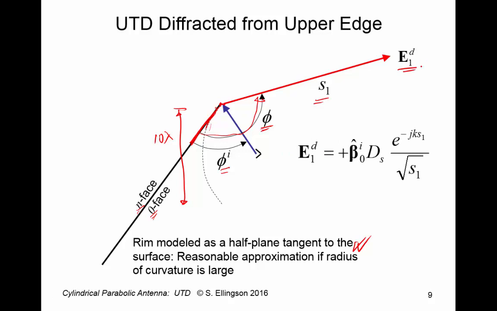The field diffracted from the upper edge, we can write this way. It's plus b_0^i, this unit vector that we used in the ray-fixed coordinate system for diffraction, the soft diffraction coefficient, and then a cylindrical wave. And then you can work out from the definitions of these coordinate systems that in this case, this unit vector is just plus z hat. Obviously, it has to either be plus or minus z hat, but you should make sure that you can see that this is in the plus direction.